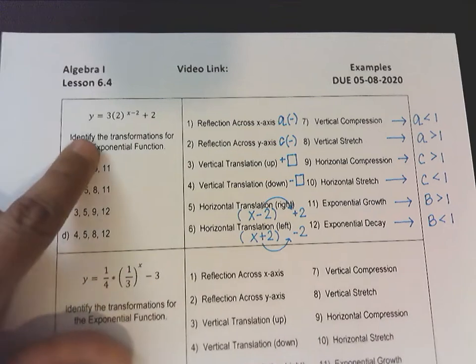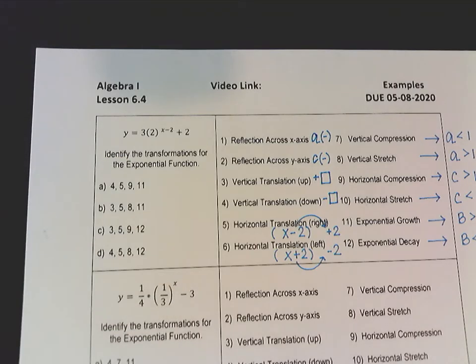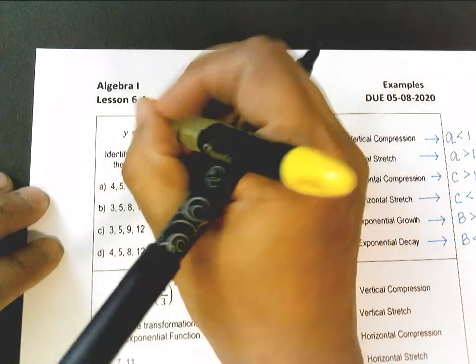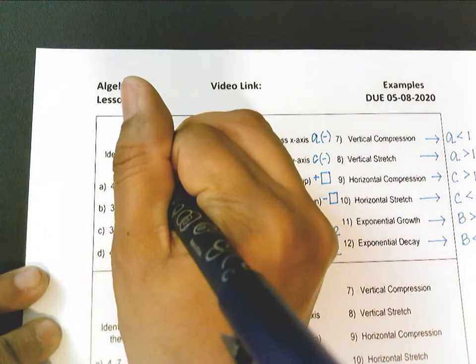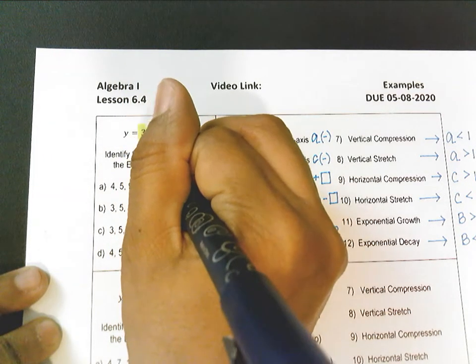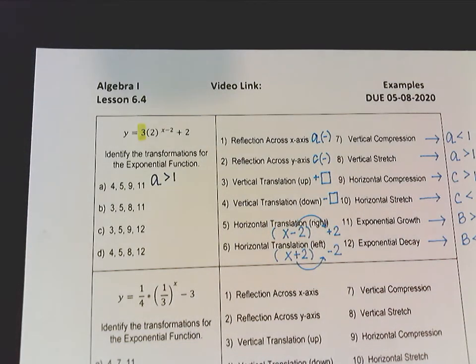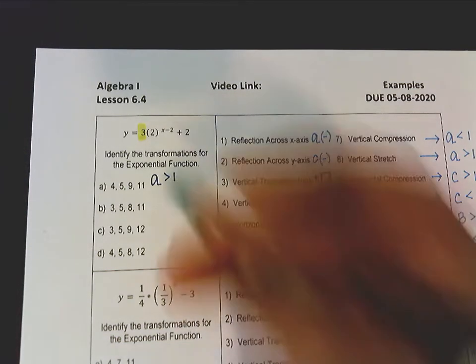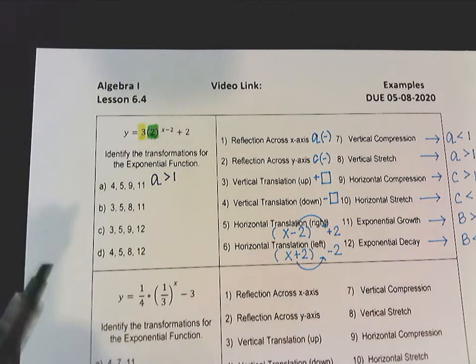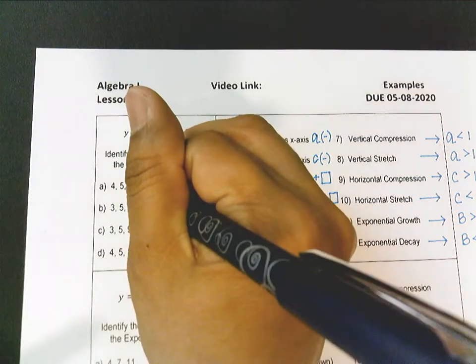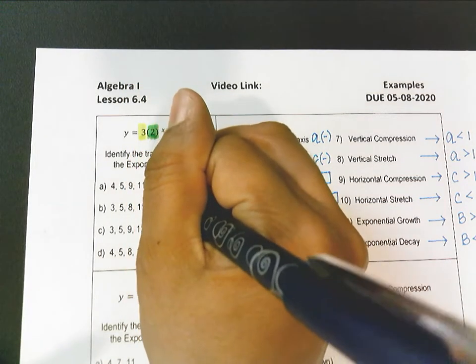So I look at my example, y equals 3 times 2 to the power of x minus 2, plus 2. A lot of transformations happened here. First I'm going to start with the 3. That is my A value, so my A value is greater than 1. Then there is my B value, which happens to be 2. That means my B value is also greater than 1.